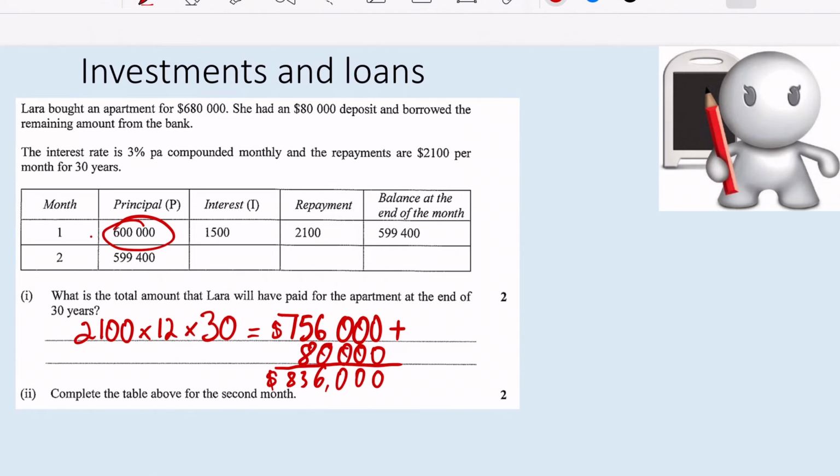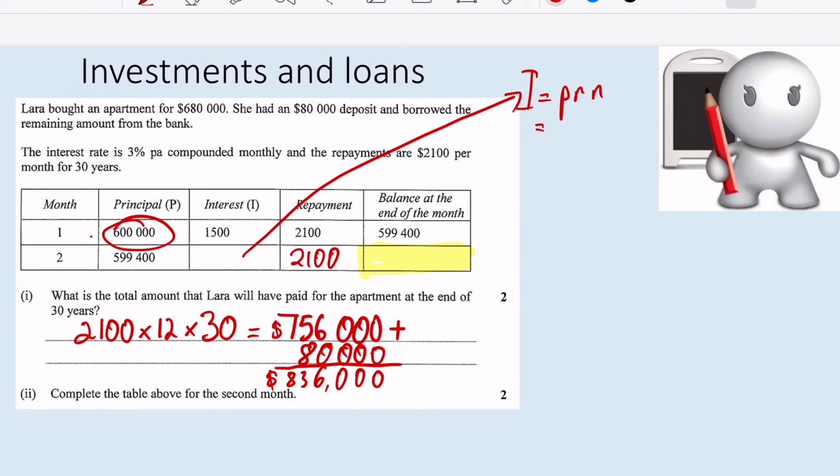Now complete the table above for the second month. So what we're after is this amount over here. Okay, remember her repayments are always $2,100, but interest in the second month is going to be a little bit less than $1,500. All right, so let's go all the way over here and let's work out our interest. I equals PRN.